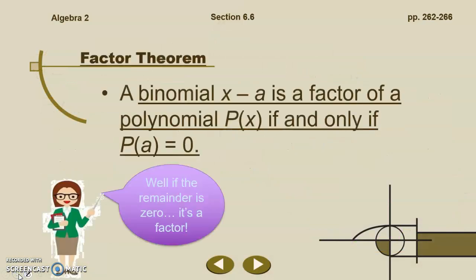A second theorem you need to be aware of is called the factor theorem. A binomial, x minus a, is a factor of a polynomial, p of x, if and only if p of a equals 0. Now, we've already said that before. When we did long division and when we did synthetic division, when we divided by those binomials, we said that if we got a remainder of 0, it must be a factor. Okay? Because our factors are zeros. So if the remainder is 0, it's a factor.